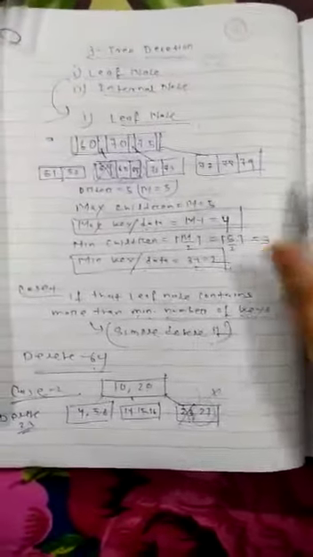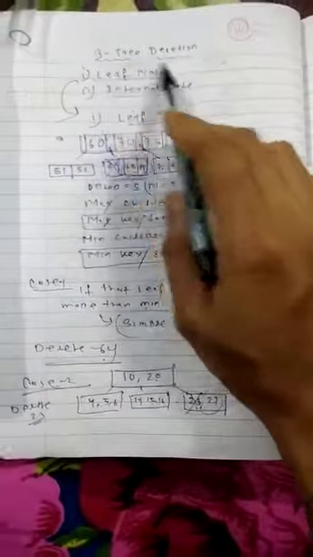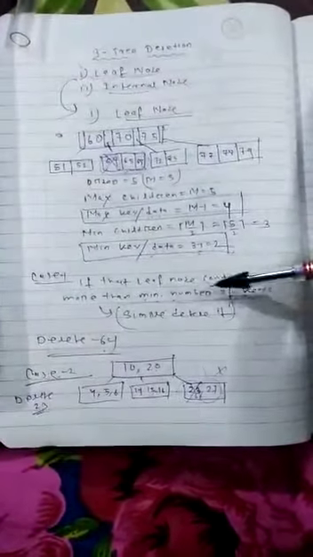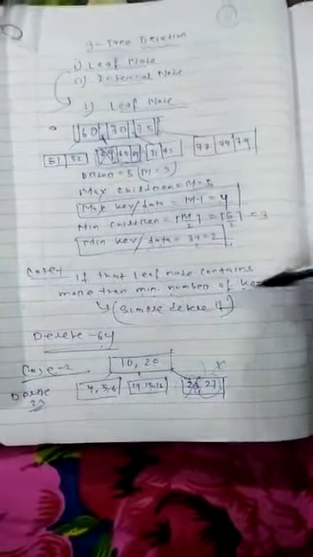So in the previous section we discussed B-tree deletion in the leaf node. As I already said, B-tree deletion in the leaf node also has two types. In case one, what happens? If the leaf node contains more than the minimum number of key values, then simply delete it.